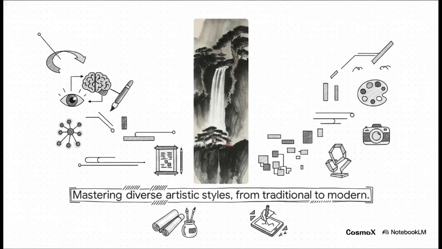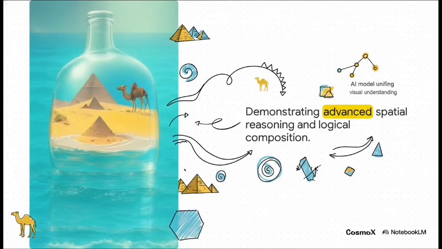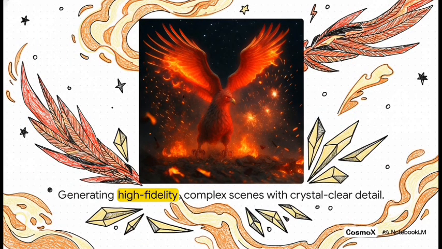I mean, the proof is in the pudding, right? Look at how it masters these really diverse artistic styles, like this beautiful, subtle ink wash painting. Or check this out. This is a perfect example of its advanced spatial reasoning. You've got the pyramids, the desert, the camel, all contained logically inside a glass bottle, which is itself floating on the ocean. The AI has to understand so many different layers of context to make a concept like this actually work.